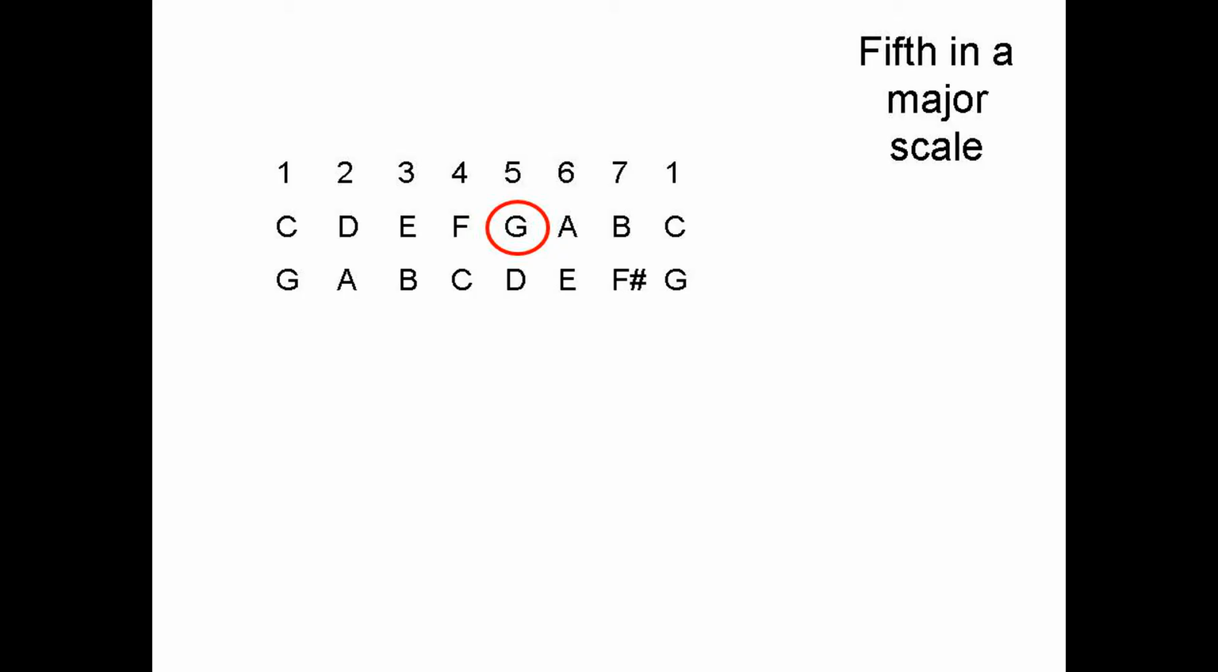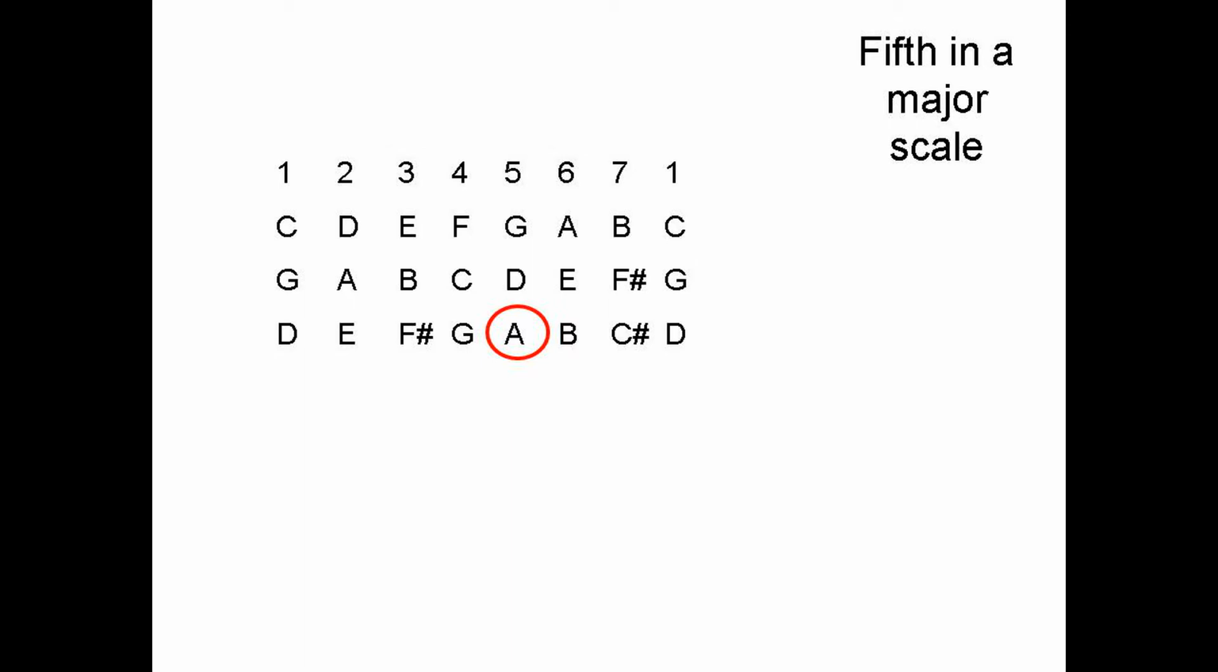In the G scale, the 5th note is the D. Next we'll take the D scale. The 5th note this time is an A. You can also notice that in the G scale we have 1 sharp, the F sharp. In the D scale we have 2 sharps. In the C scale we had no sharps at all.